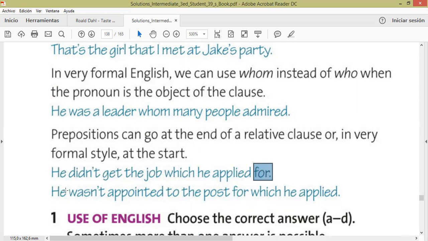But example number 2, we see that he wasn't appointed to the post for which he applied. We can see that in very formal style, the way the second sentence is written, we have the preposition at the start of the clause. So, for which he applied is related to the post.